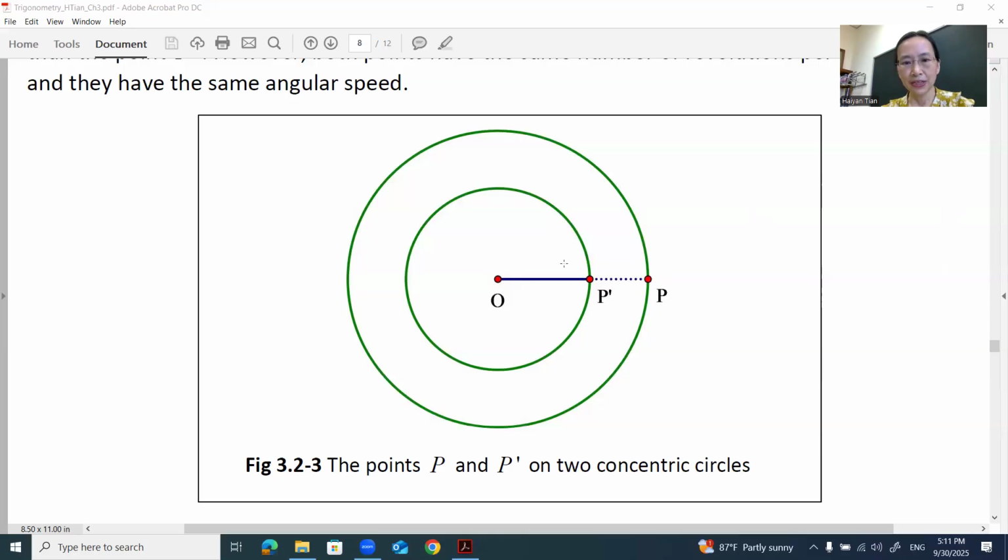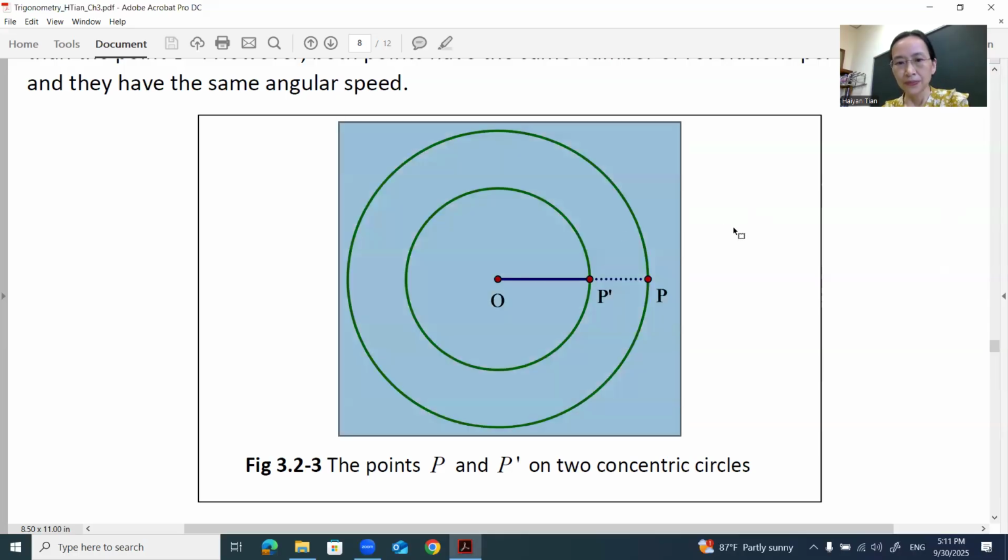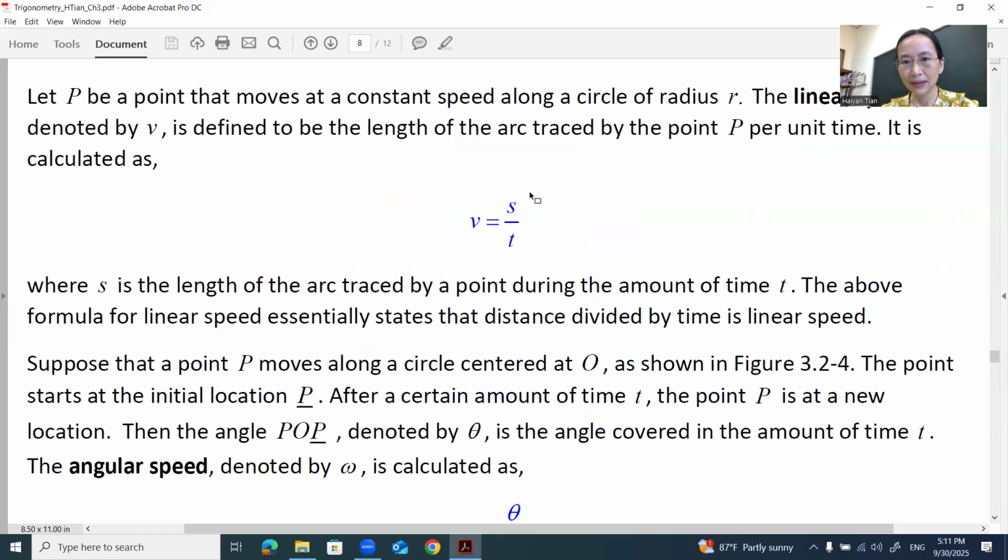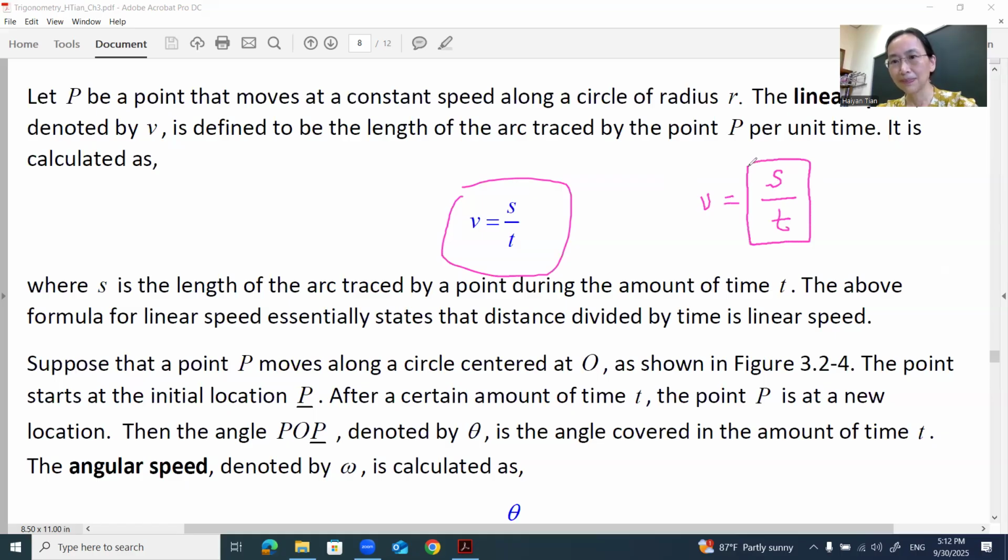So here's the definition of the linear speed. Linear speed, we denote it by V. V is the arc length traced by a point over this amount of time t. So if we do a ratio, that means the arc length traveled per unit time.